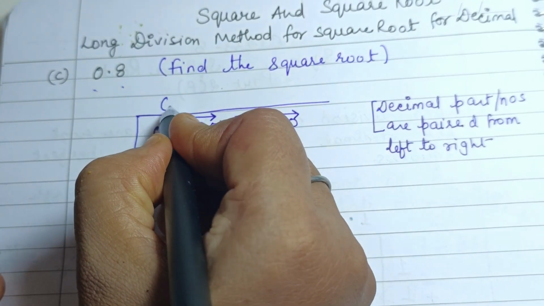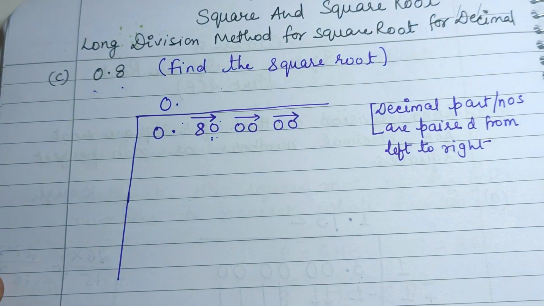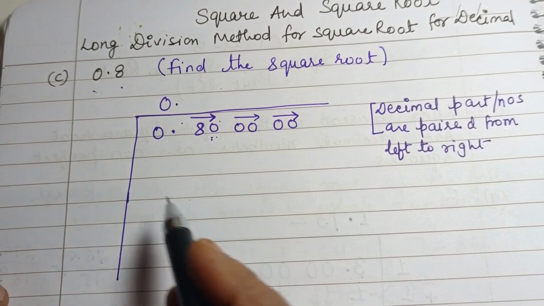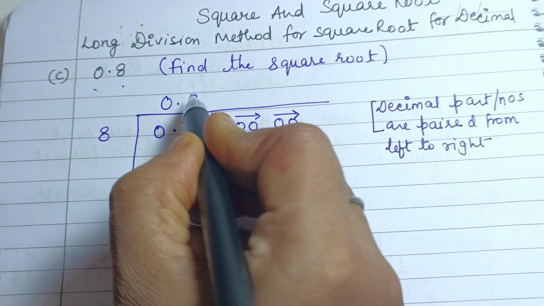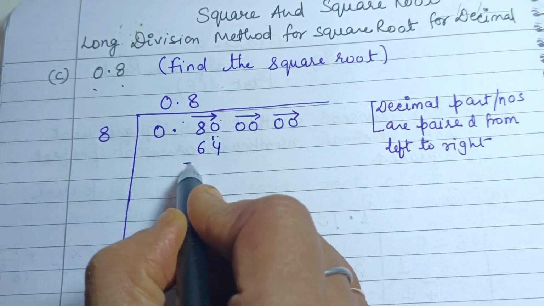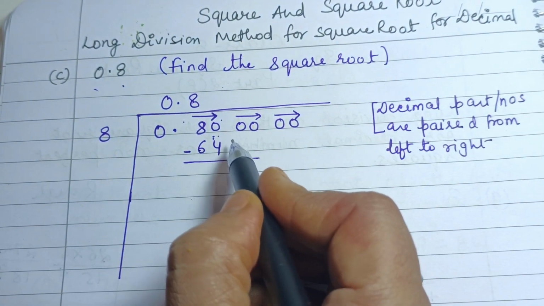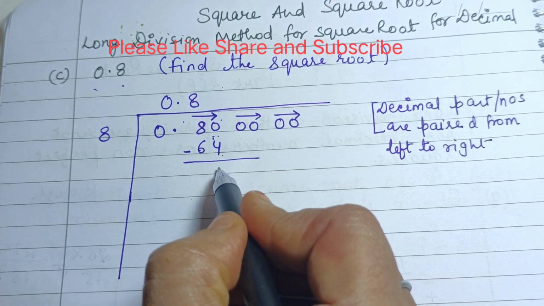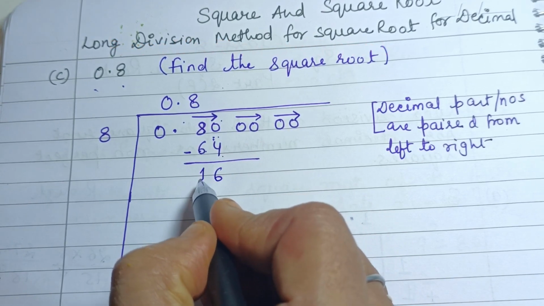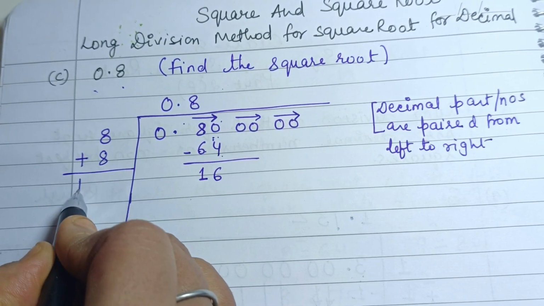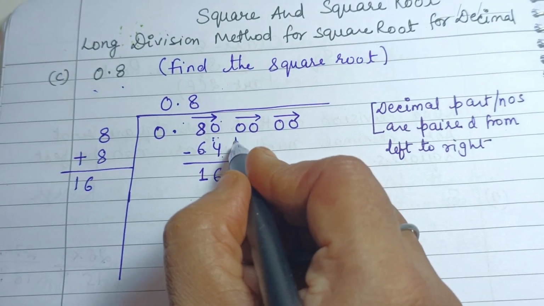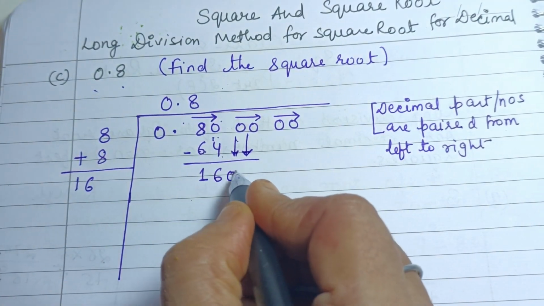In the quotient automatically it will come point. Now I need to think of one number which can divide this 80. 8 8s are 64, it is quite nearby. I will write 64 under 80 and subtract in the dividend section. 10 minus 4 is 6, 7 minus 6 is 1. Then 8 will be added in the divisor section, that is 16. Now copy down another pair, that is 1600.